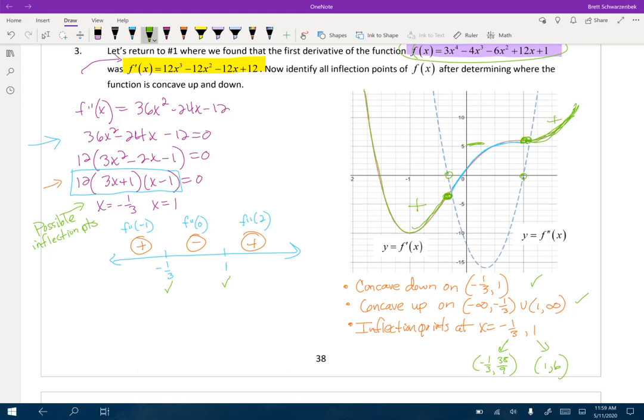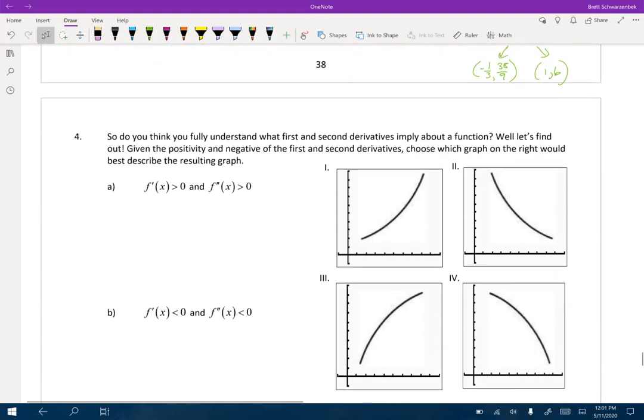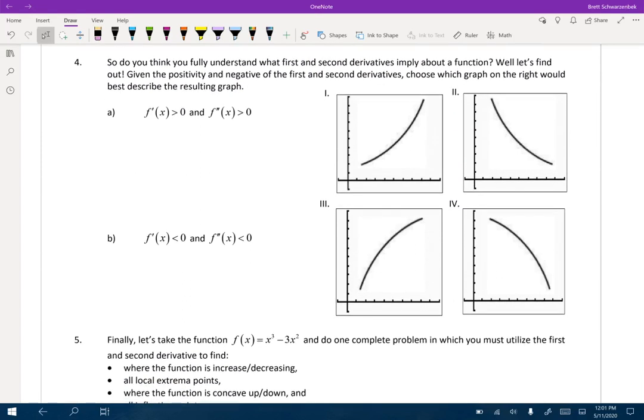Okay, so let's move on. I'm going to do another example of that in a second, which is actually going to include the entire process of this section. But I want to stop over in one area real quick, which is understanding what's happening with all of these concepts. It says, do you think you fully understand what first and second derivatives imply about a function? Well, let's find out. Given the positivity and negativity of the first and second derivatives, choose which graph on the right would best describe the resulting graph.